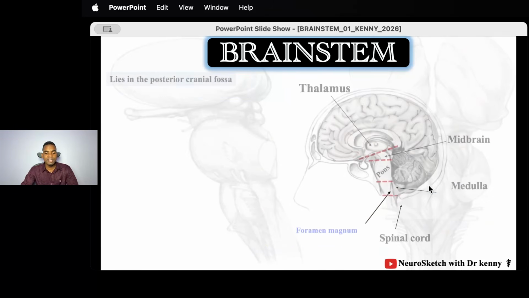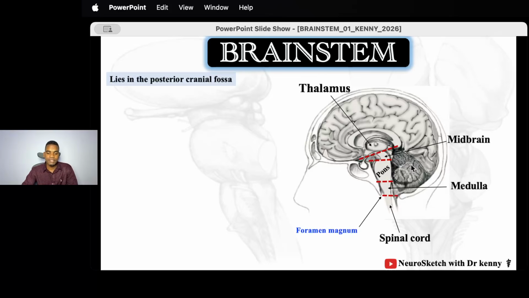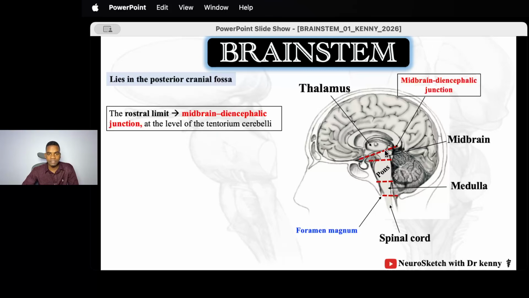Now the brainstem is sitting in the posterior cranial fossa together with the cerebellum and occipital lobe. What are the main parts of the brainstem? One more time, you have the midbrain, pons, and medulla. The midbrain is superiorly bordered by the diencephalon, but to be specific, the thalamus. And so this junction is called the midbrain diencephalic junction, the junction between the midbrain and the diencephalon.